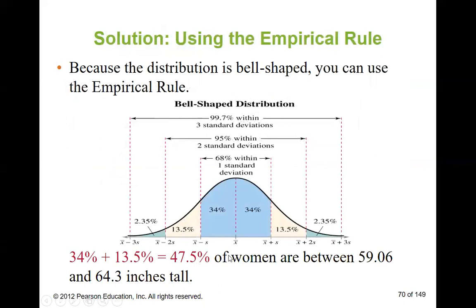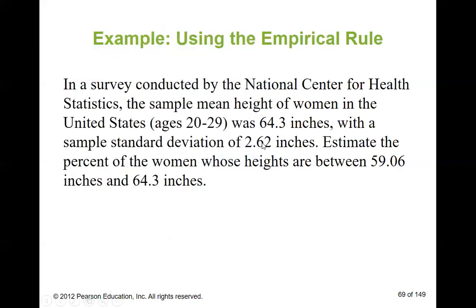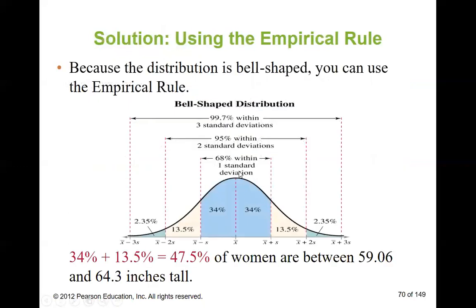Let's go back one and look at this. Since my standard deviation is 2.62 inches, if I take my 64.3 and I subtract 2.62, I am not yet at 59.06, which means 1 standard deviation below didn't get there. But if I subtract 2.62 again, I do end up at 59.06. So here's my mean, 1 standard deviation below was my 64.3 minus the standard deviation, and I have to subtract off 1 more standard deviation to get here.